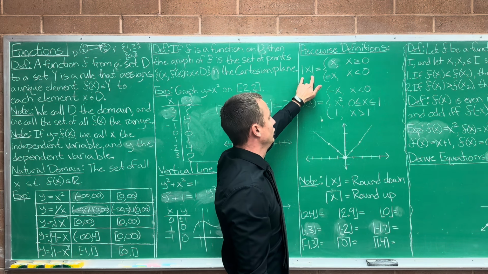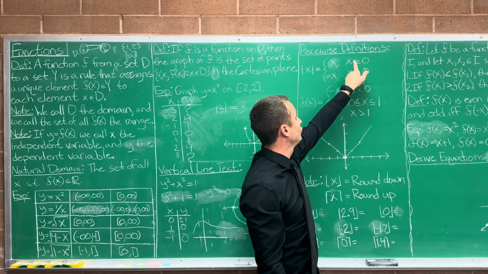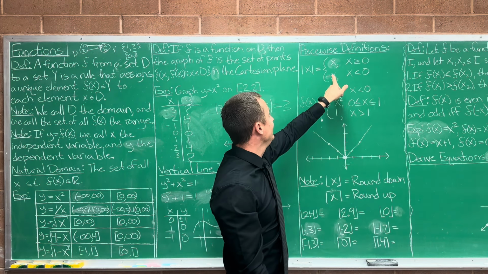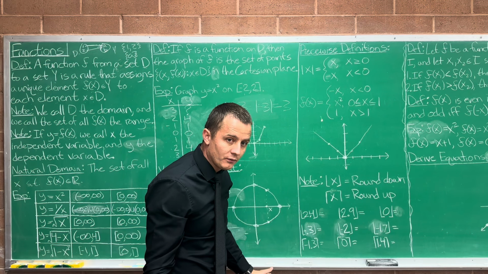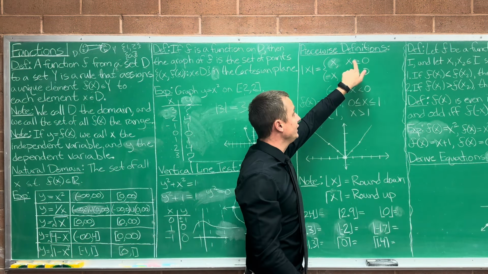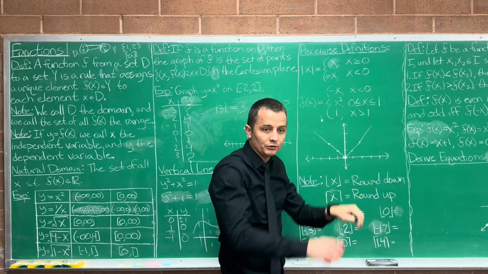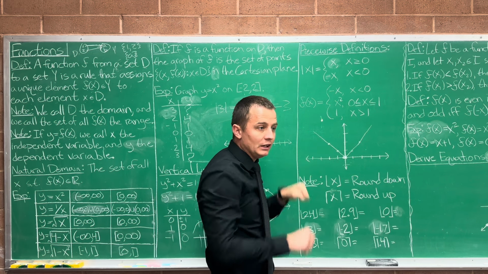We say by definition, the absolute value of x is equal to x if x is greater than or equal to 0, and negative x if x is less than 0. That's its exact definition. So we use this on this domain, and this on that domain. We split our domain into two pieces, and we define a function for each piece.